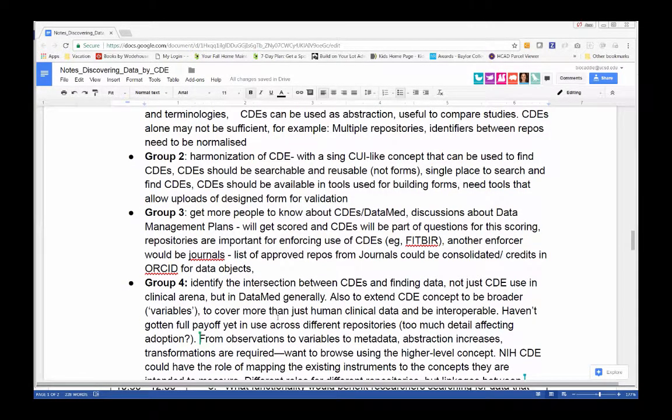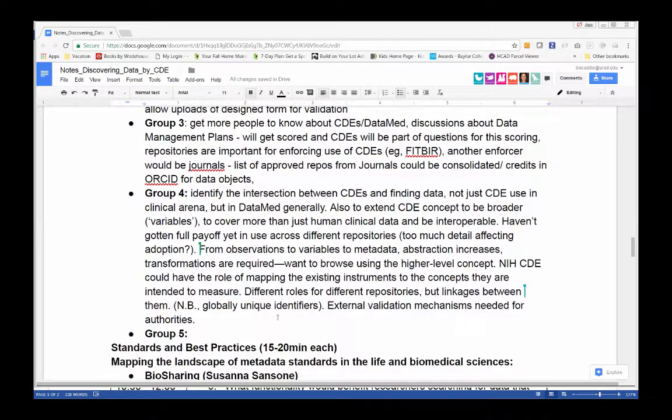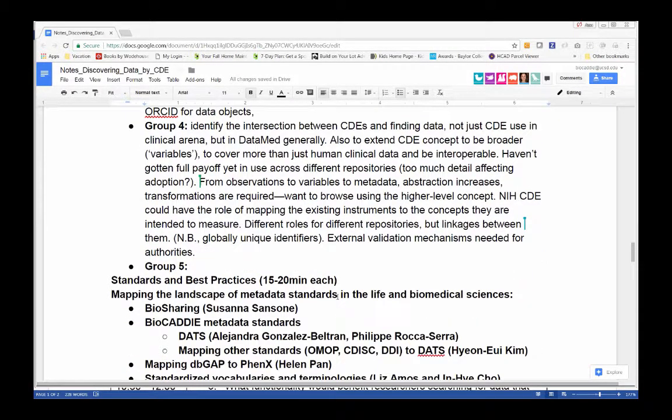And the thought was that this can be achieved with mappings, but NIH CDE could have the role of mapping, say, existing instruments to the concepts that they're intended to measure. And this would enable this kind of search by concepts, but arriving at specific instruments and the data sets that use those instruments. We agreed that different repositories would necessarily have different roles or targets, but the important thing is that there be linkages between them, and this is when the globally unique identifier could be raised as a way of achieving interoperability across all these different repositories and institutions.